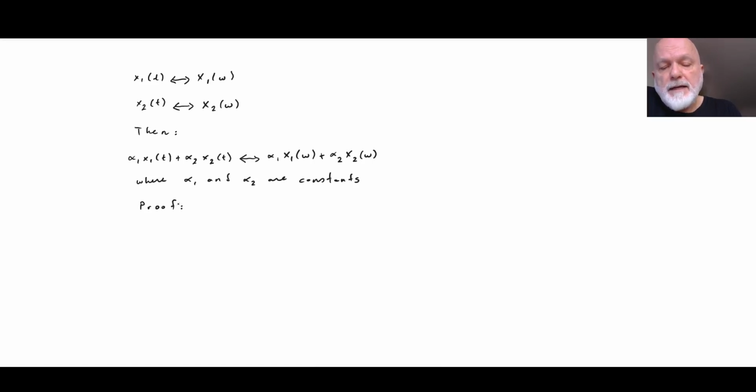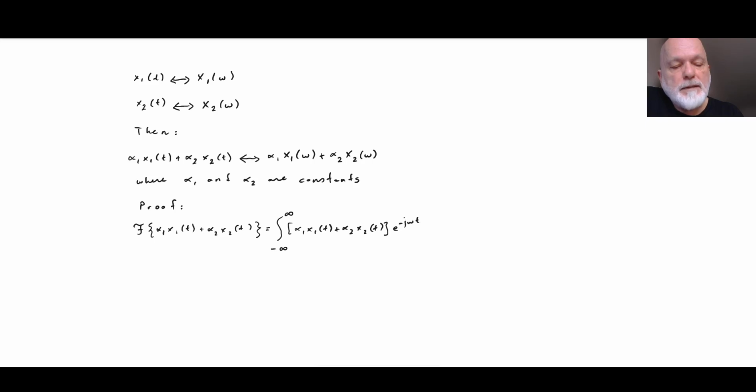In fact, the Fourier transform of alpha 1 x1 of t plus alpha 2 x2 of t is, we can use the definition of the Fourier transform in terms of the Fourier integral. The integral of alpha 1 x1 of t plus alpha 2 x2 of t multiplied by e to the minus j omega t, integrated with respect to t.